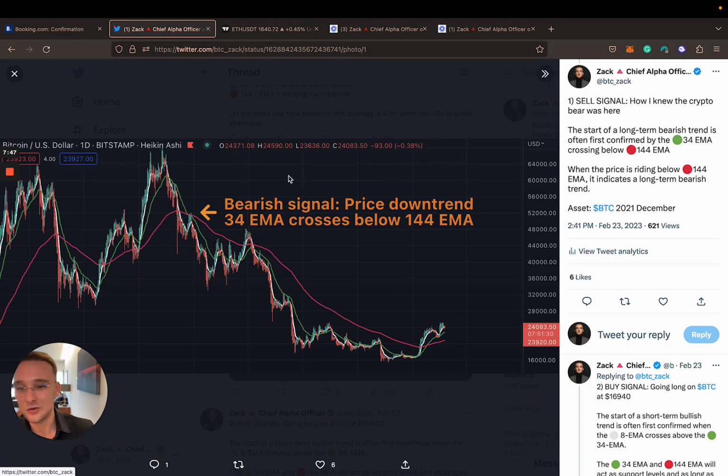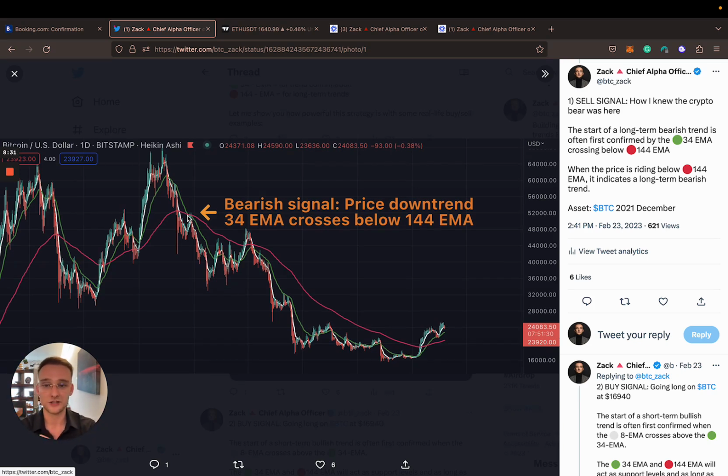Now, the start of a long-term bearish trend gets confirmed when the 34 EMA crosses below the 144 EMA. Just think about it mathematically: the weighted average price of the last 34 days is decreasing rapidly, right? And that's what this indicator is showing, that the new, shorter-term trend is quickly decreasing in price, and the 144 EMA is going to slowly start reacting as well. But because it's a much longer time frame, because it's using much more data, it's going to take a longer time for this to come down.